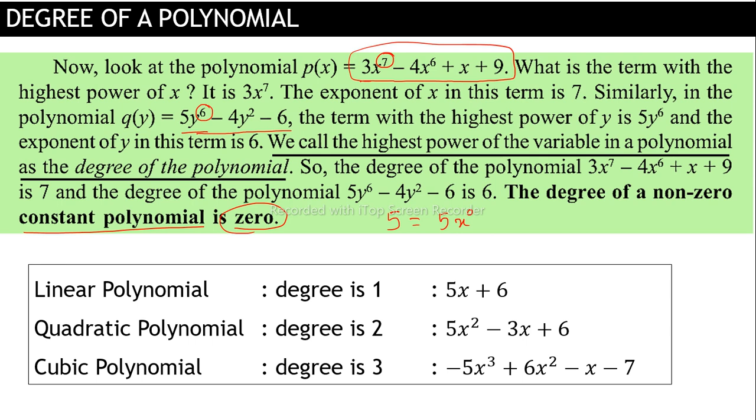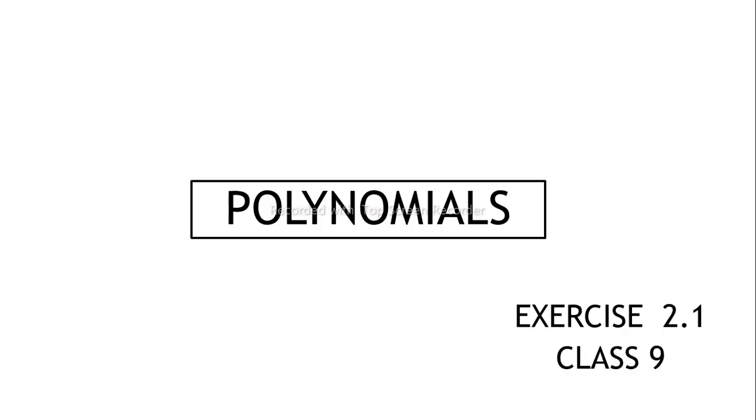Based on the degree, we have again classified polynomials into linear, quadratic and cubic. So what is a linear polynomial? If the degree is 1, it is a linear. As you can see here, 5x plus 6, the power of x is nothing but 1. So it is a linear. For a quadratic, the degree is 2. So the highest power is 2. So this is a quadratic polynomial. And if the degree is 3, the highest power is 3. So this is a cubic polynomial. So based on this, we will now be solving exercise 2.1.